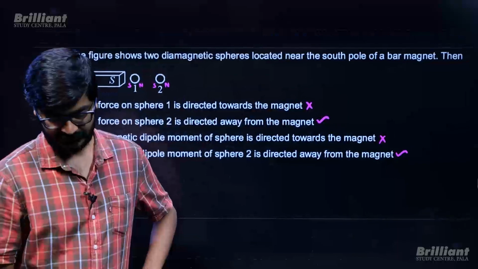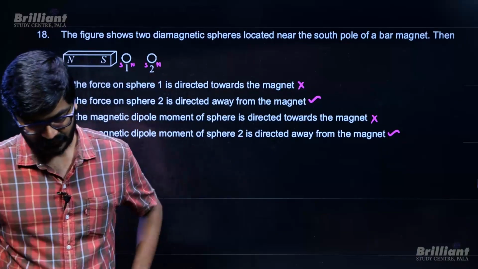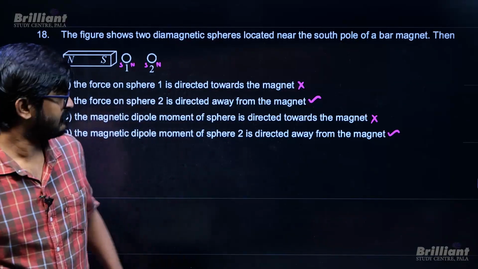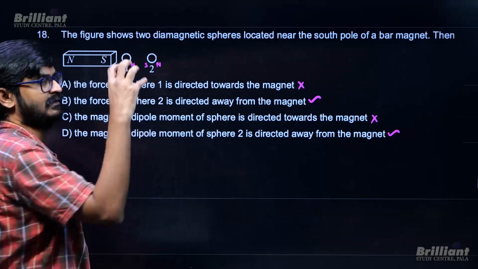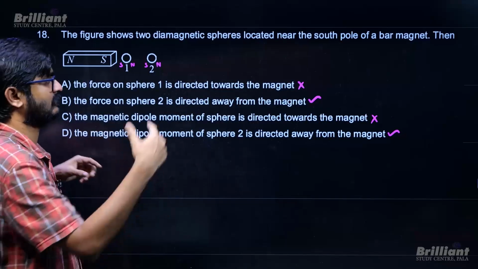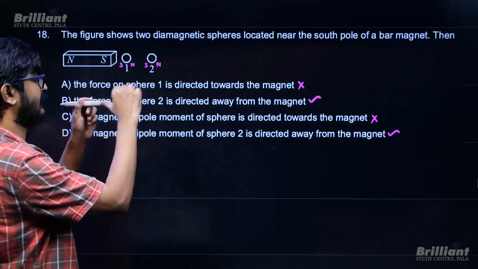So we will see some examples on diamagnetism. The figure shows two diamagnetic spheres located near the south pole of a bar magnet. Initially this is neutral. If you are bringing the south pole, you understood the flux. Let me say this is south, the flux will be into the south.